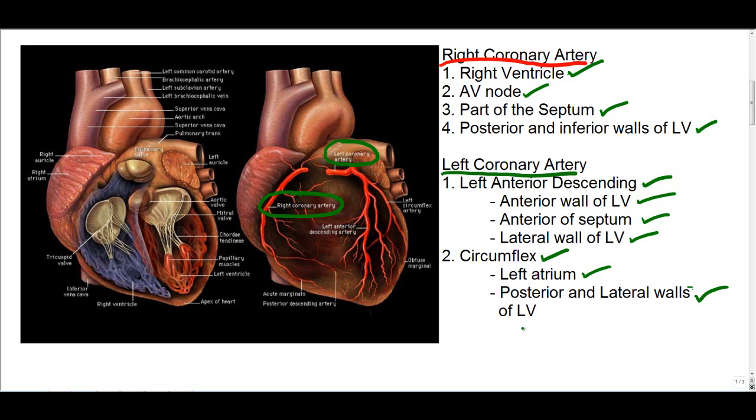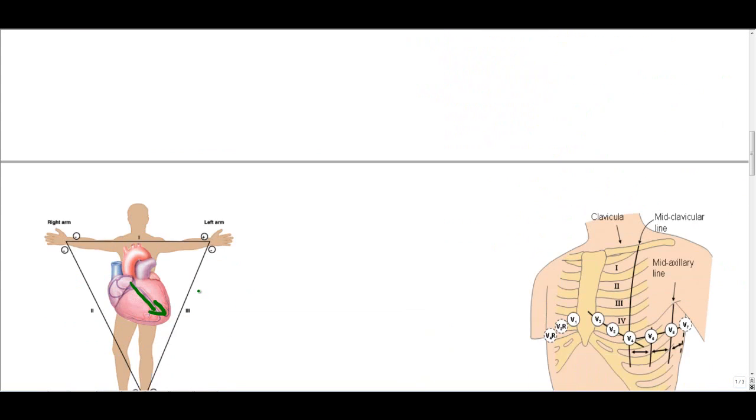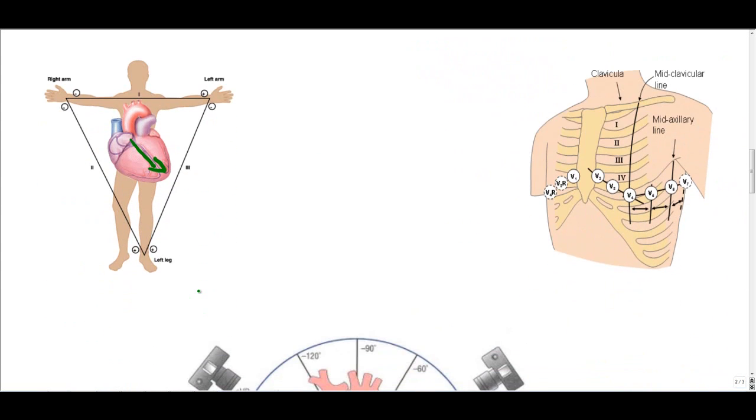There are other branches that will become more apparent when you learn more advanced EKG readings, such as the posterior descending artery and the obtuse marginal artery, which can also become clotted off and cause heart attacks or MIs. But we won't address those at this time. Next, we will look at the different leads that help create an EKG by recording voltages and the direction of that voltage in the heart.